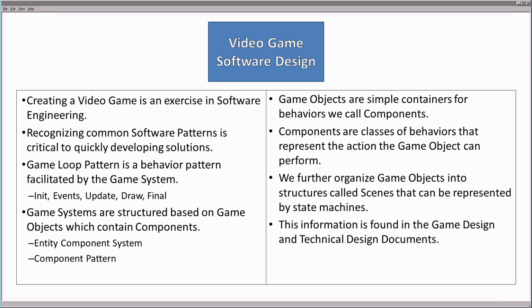Game objects are simple containers for behaviors we call components. Components are classes of behaviors that represent the action the game object can perform. We further organize game objects into structures called scenes that can be represented by a state machine. All of this information is found in the game design and technical design documents.